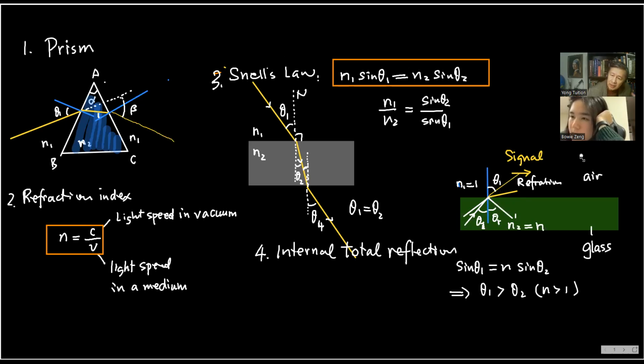Now, if I continue doing so, there must exist a special value at which there is no refraction at all. In other words, the refracted light will always follow the surface. Do you agree? So when this happens, we call that angle the critical angle. I just highlight this angle.